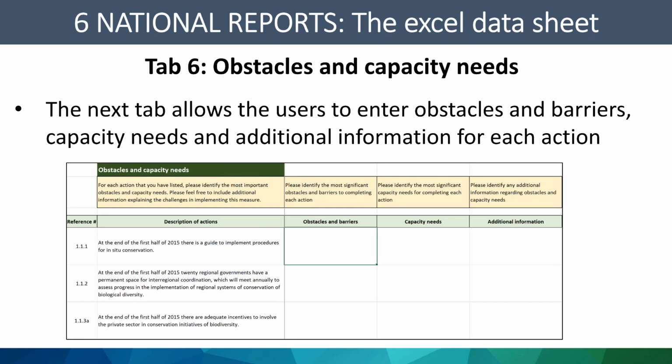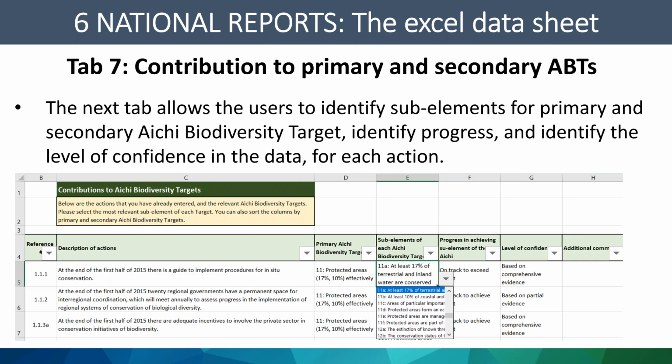The seventh tab is for showing the contribution to primary and secondary Aichi biodiversity targets and their specific elements. So the actions carried over from the previous tabs, as are the primary Aichi biodiversity targets. But we've also included a space to indicate what part of it is relevant. So for example, target 11 on protected areas has 7 subcomponents. For example, terrestrial coverage or marine coverage or management effectiveness. We believe that this will allow us to have a very in-depth look at what's being achieved across the globe on the different elements of the Aichi targets.